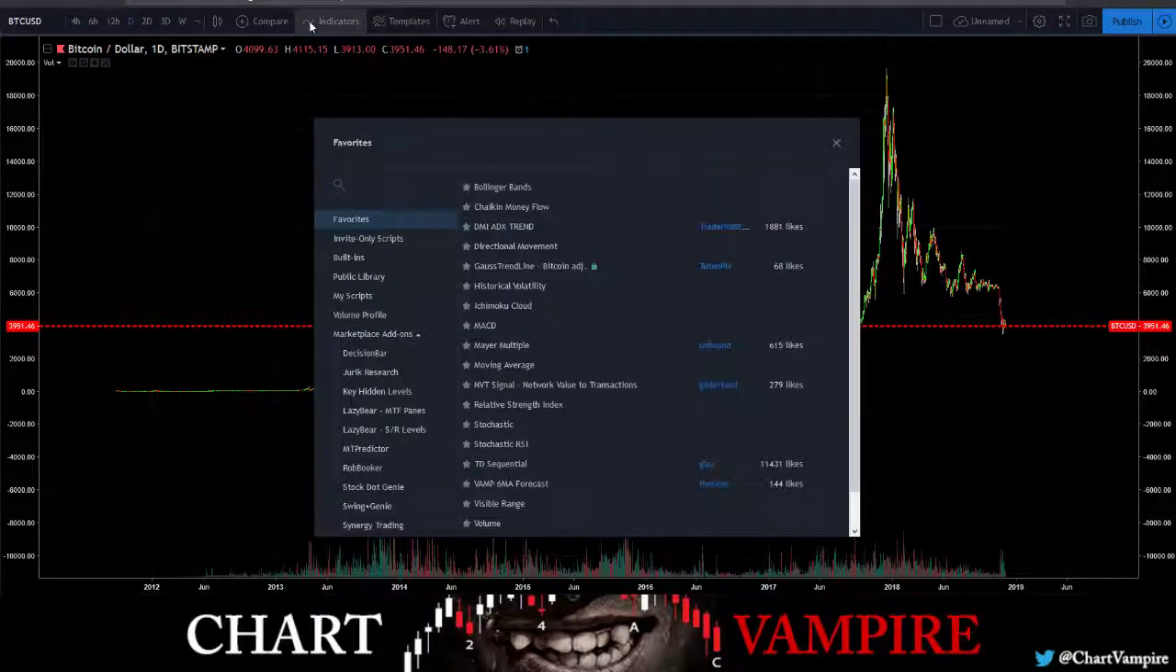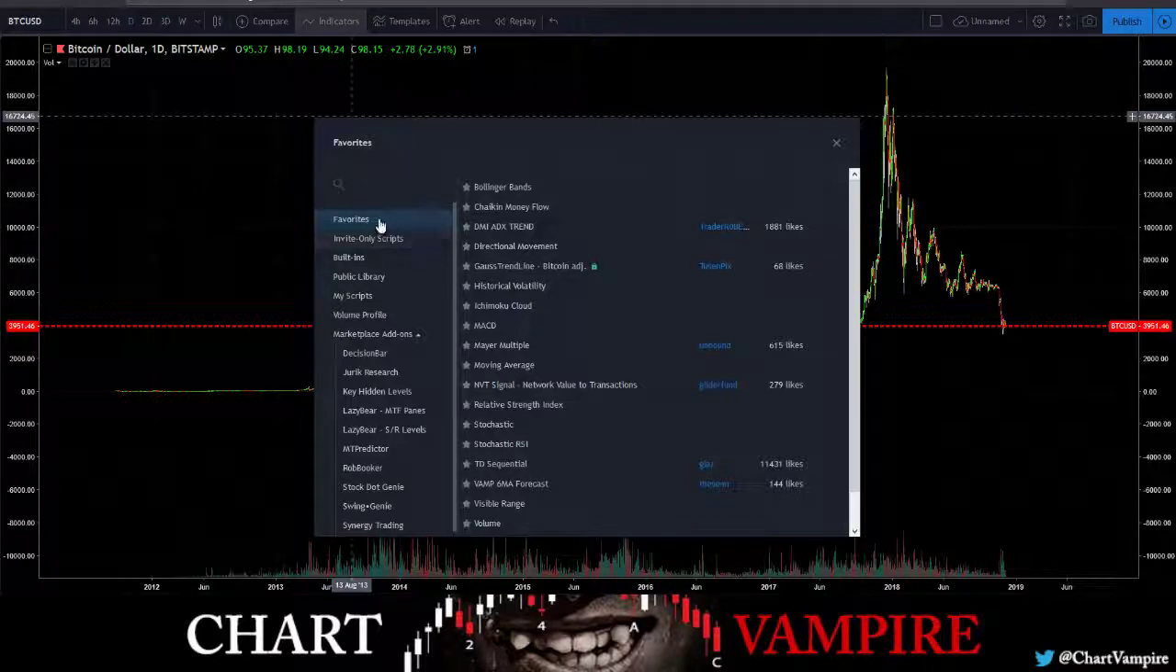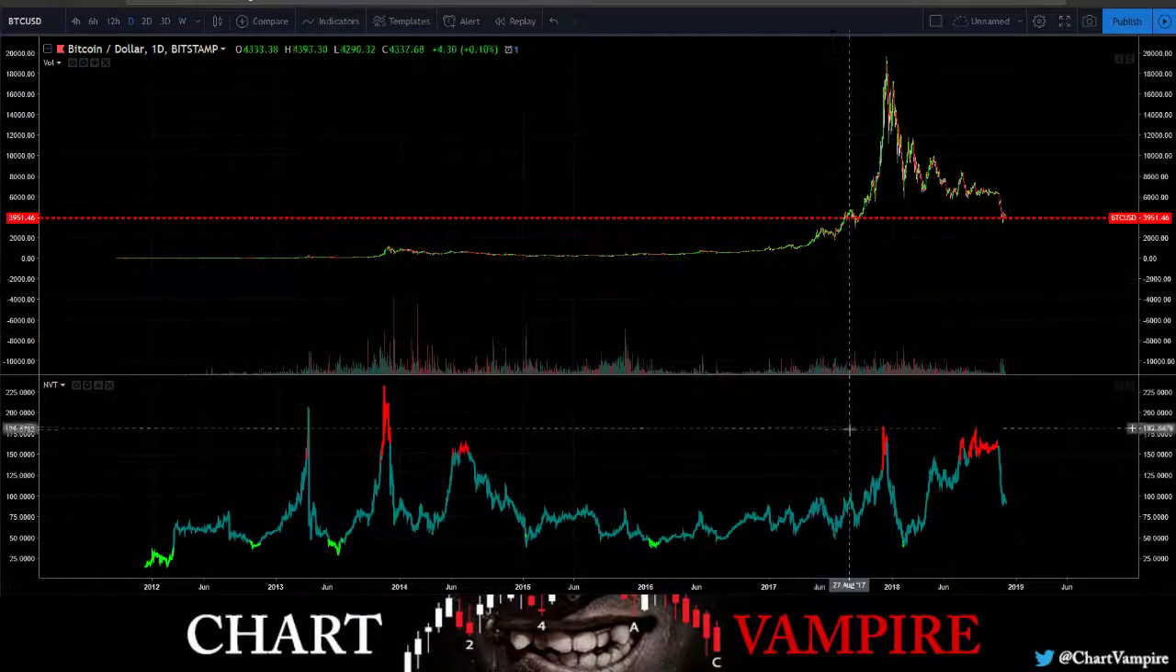The second thing you're going to do is go up to indicators. Now I already have this in my favorites. It's under NVT signal network value to transactions. Glassnode is the one I use. You're going to select that.